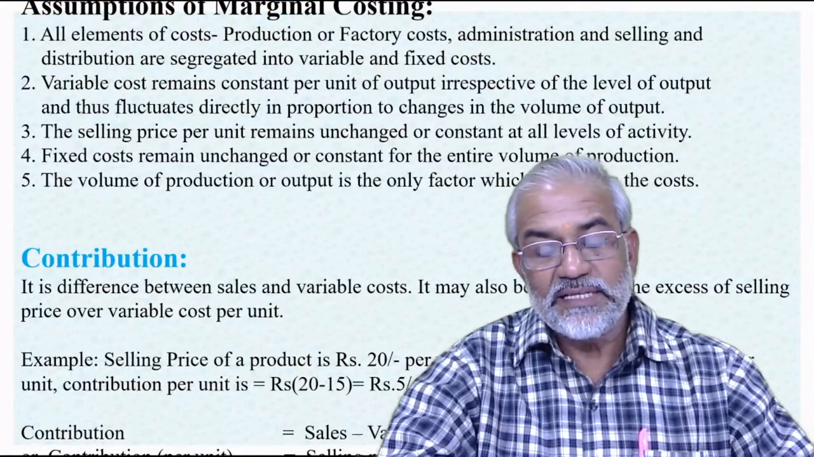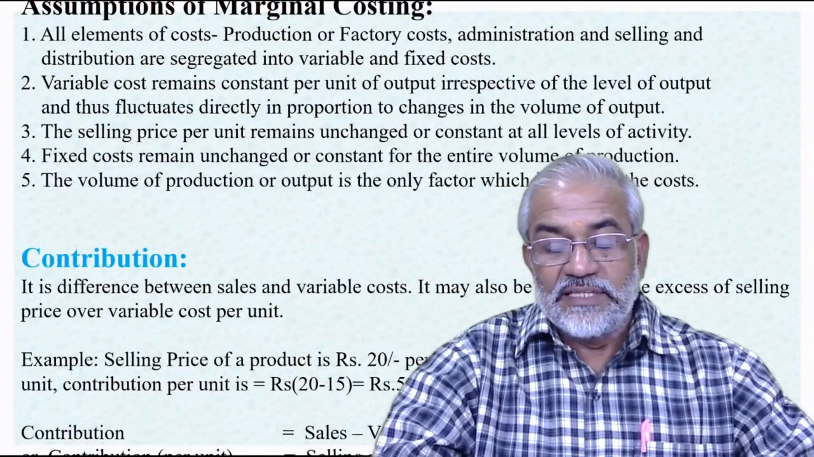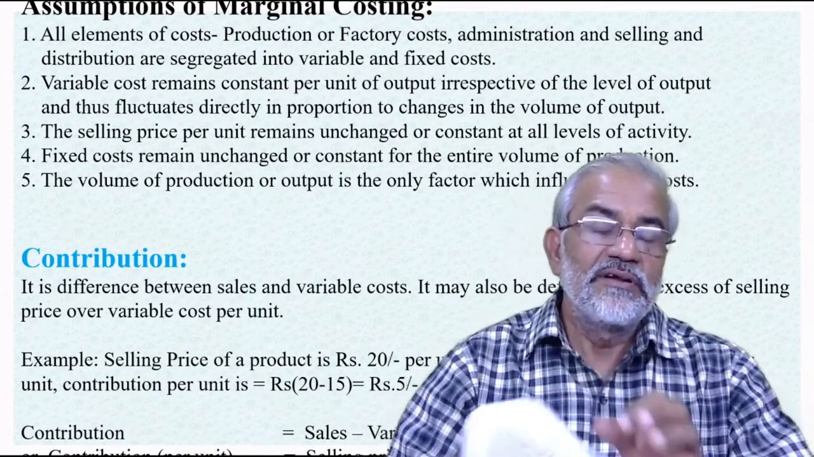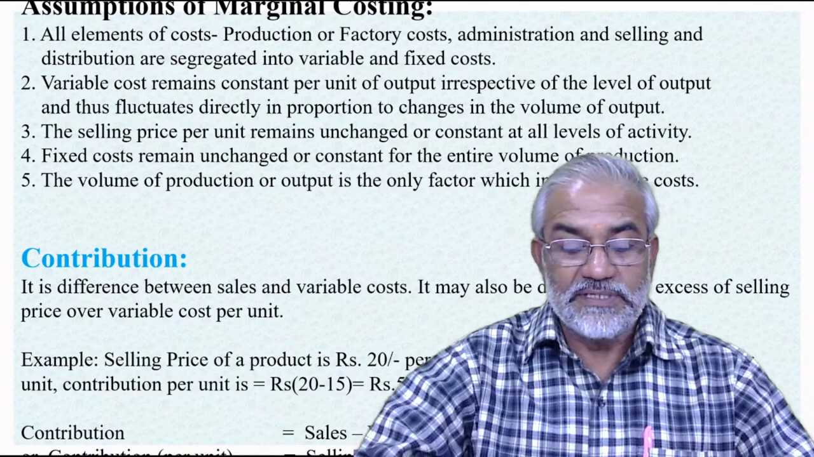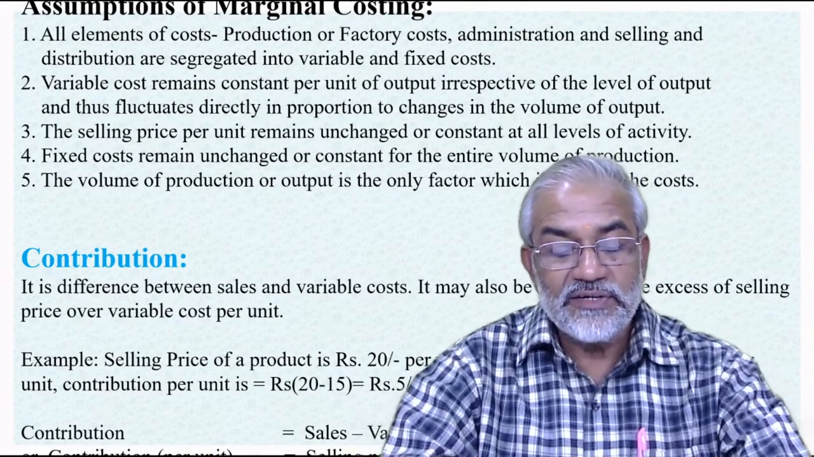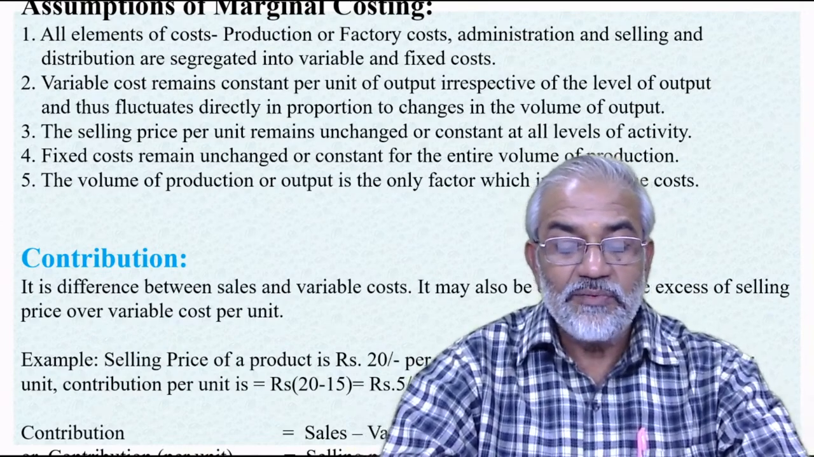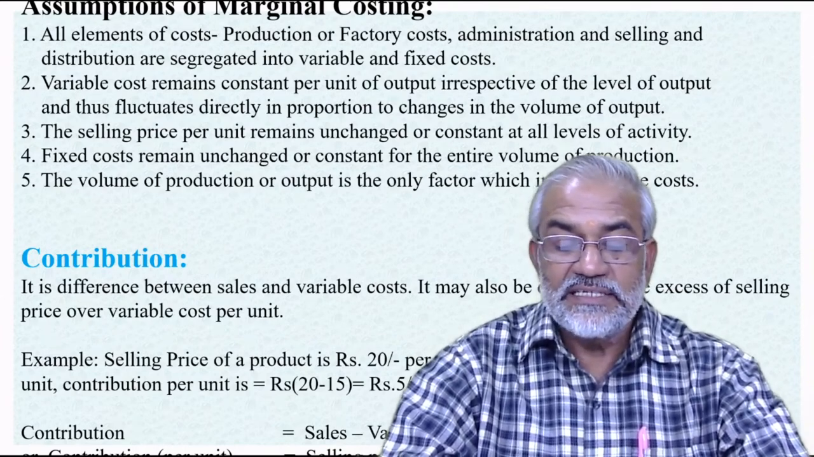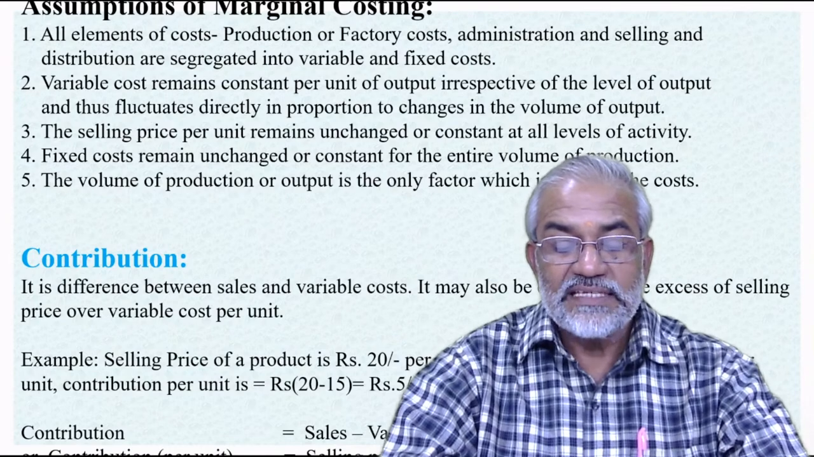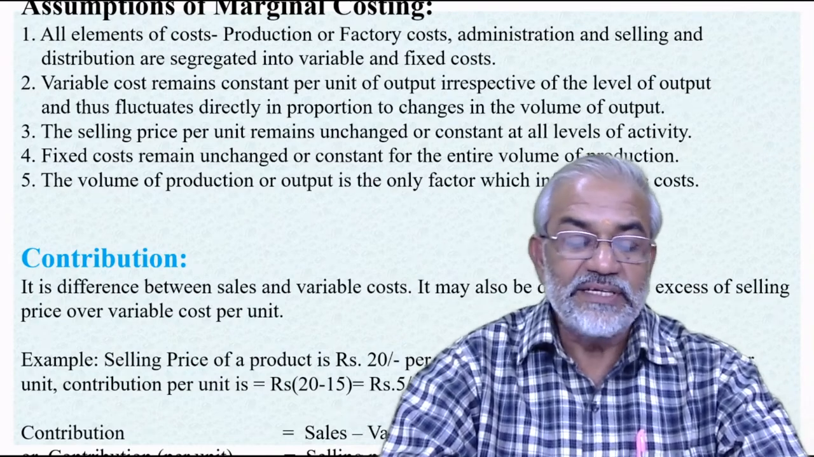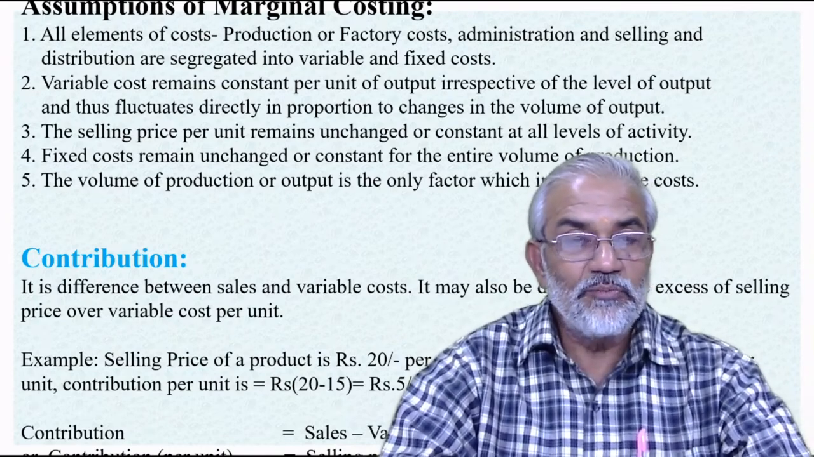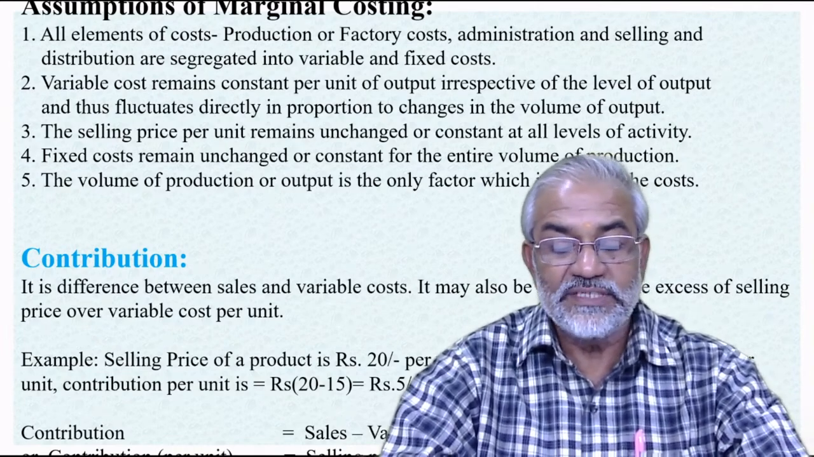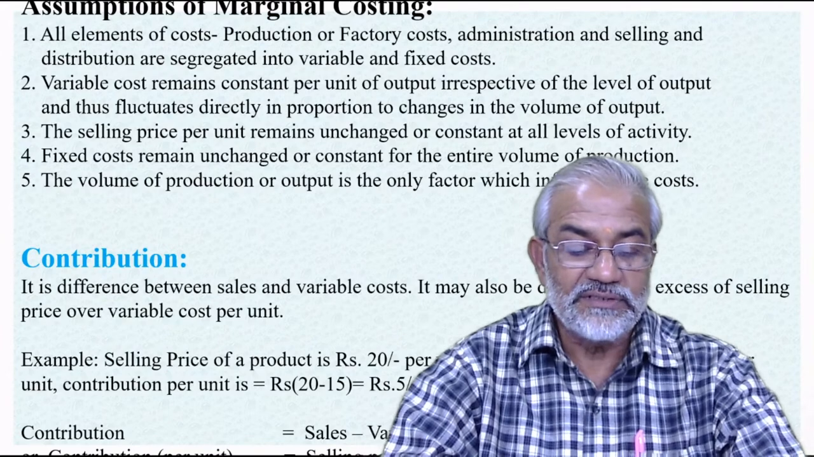Then assumptions of marginal costing. There are certain assumptions which are taken into consideration for marginal costing purposes. The first assumption is that all elements of cost, production or factory costs, administration and selling and distribution costs are segregated into variable and fixed cost. Each and every component of overheads is segregated into two aspects. One is the fixed cost, another is the variable cost.